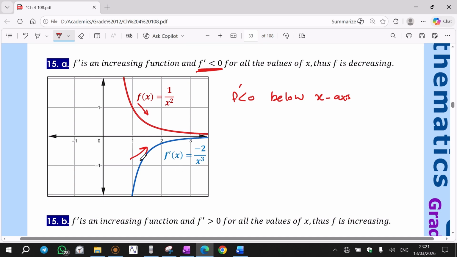If I say f prime is increasing, I am confirming that f is concave. And if I say f prime is less than 0, which means f prime is below the x-axis, that means f prime is negative, which makes f decrease. So f prime is increasing, which means f is concave. F prime is below 0, f is decreasing. I'm looking for a function that is concave and decreasing.